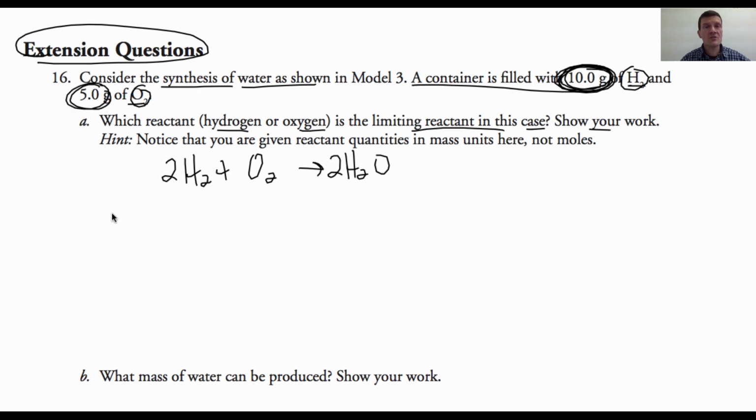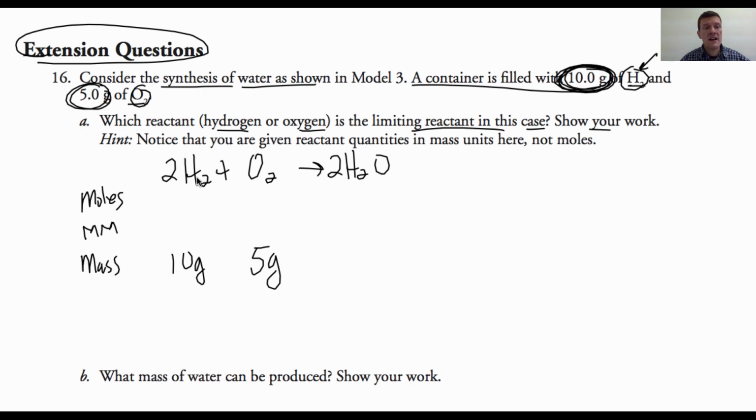I'm going to encourage you to think back to a previous video when I set up a table with moles, molar mass, and mass, because in order to find the limiting reactant, you have to look at mole ratios, not mass. So we are given hydrogen, 10 grams. We are given oxygen, 5 grams. And I'm going to find out how many moles each of those are.